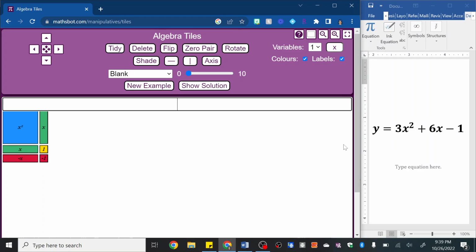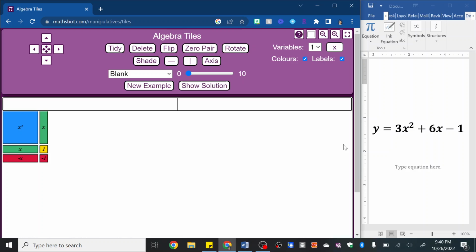Let's take a look at another example of completing the square using algebra tiles. In this example, I am looking to convert y equals 3x squared plus 6x minus 1 into vertex form. And we're going to use algebra tiles to help us out.